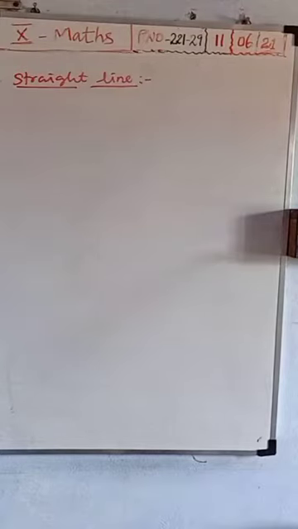Any first degree equation in two variables, x and y, of the form ax plus by plus c is equal to 0. This is the equation of a straight line.